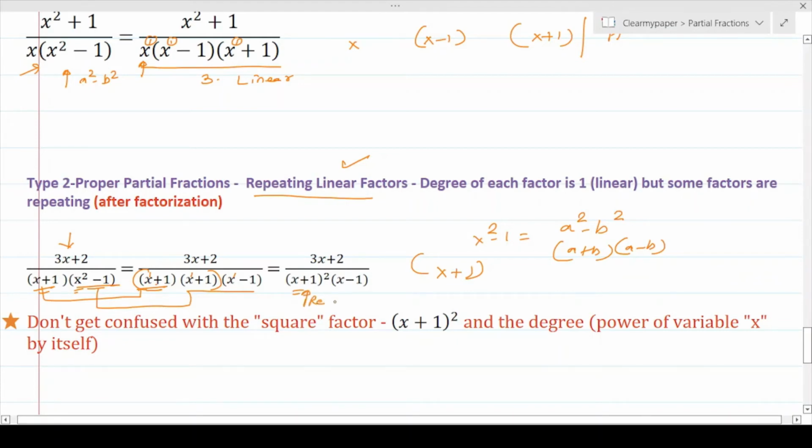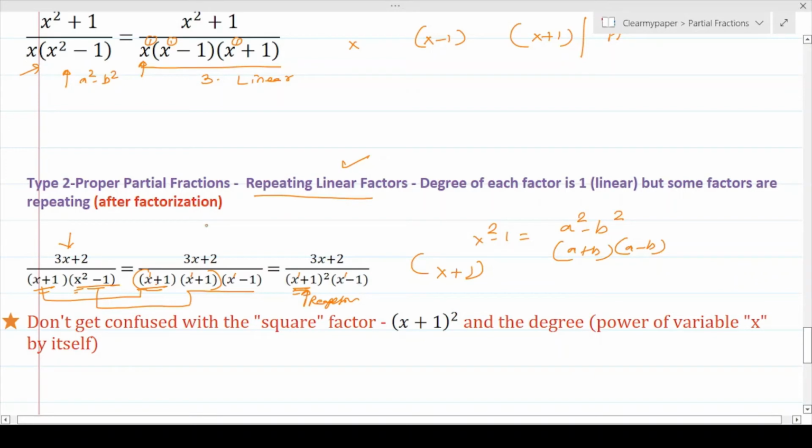So although this is a linear factor, it is repeating, and hence these types belong to something called repeating linear factors, where the degree of each factor is still 1. So don't get confused. The degree of each factor is still 1, even over here the exponent is still 1. So it's linear in nature. But some factors are repeating, which in this case, this factor is coming twice. And again, all these things you should see after factorizing, not in the given equation. First, you should always see if you can factorize the equation. And once you factorize, then you have to see whether it's type 1 or type 2.